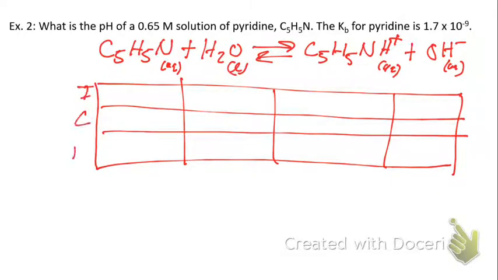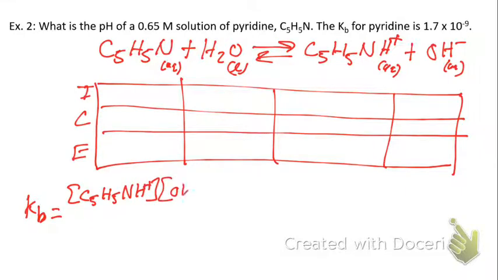Initial change in equilibrium. The equilibrium expression for this, Kb, is equal to the concentration of C5H5NH+ times the OH- over C5H5N, and water is not in the equilibrium expression. All right, so let's fill in what we do know.